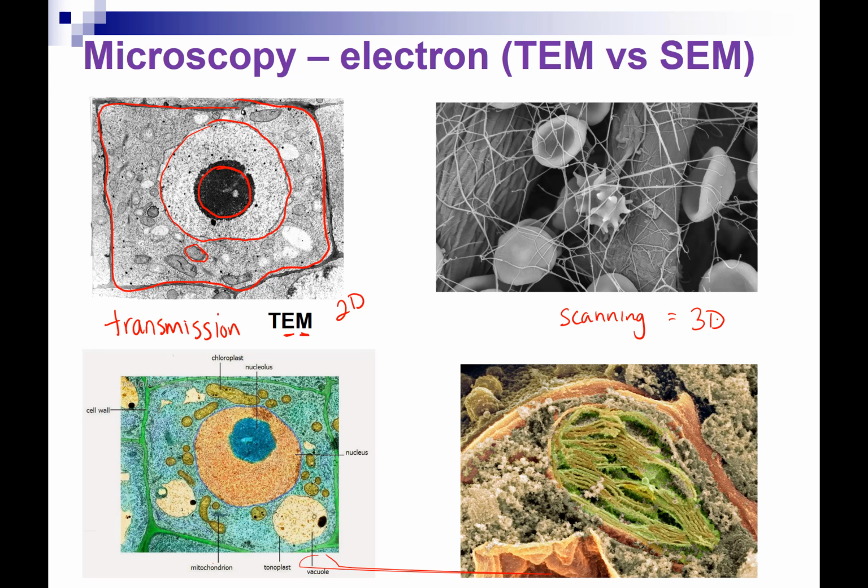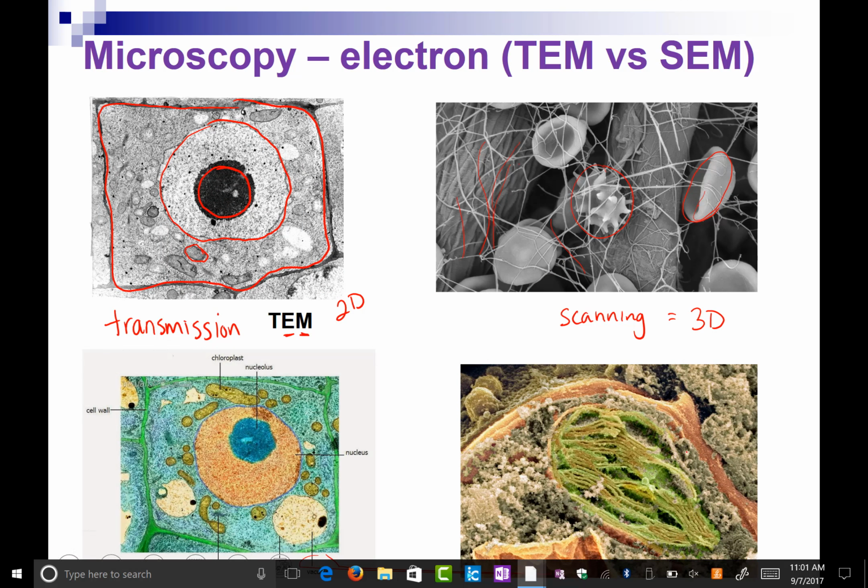So here are some red blood cells, and here's some, I think this might be a clot, so these might be fibrous parts of the clot. This is some kind of immune system cell, maybe a macrophage. So you can see this 3D, you can see the shape, the surface from scanning.